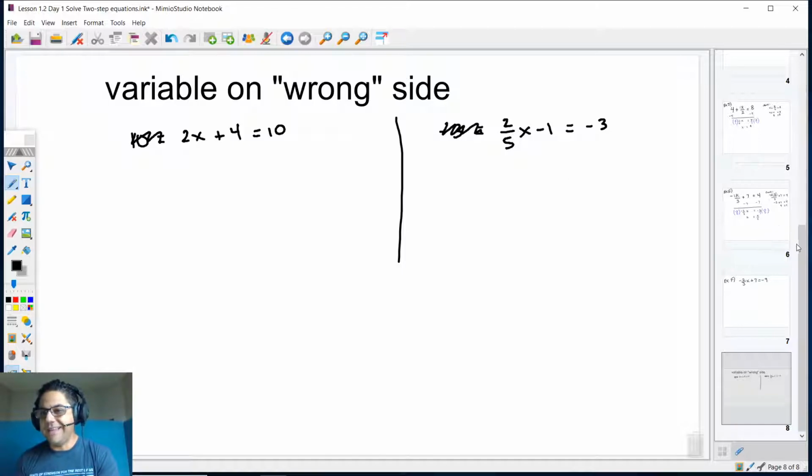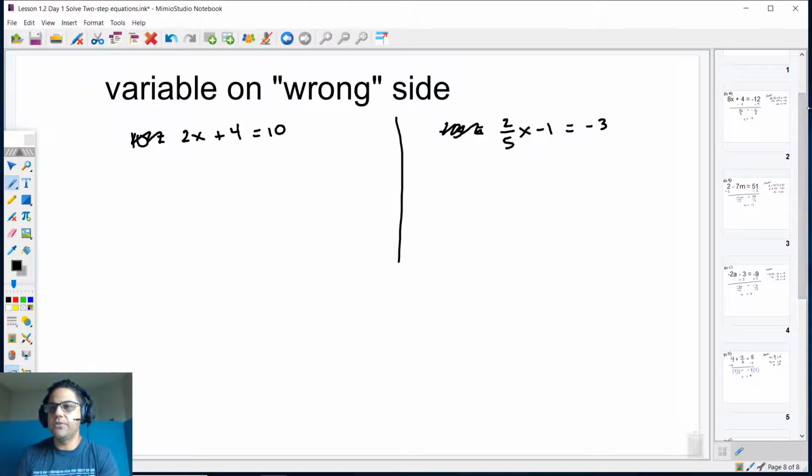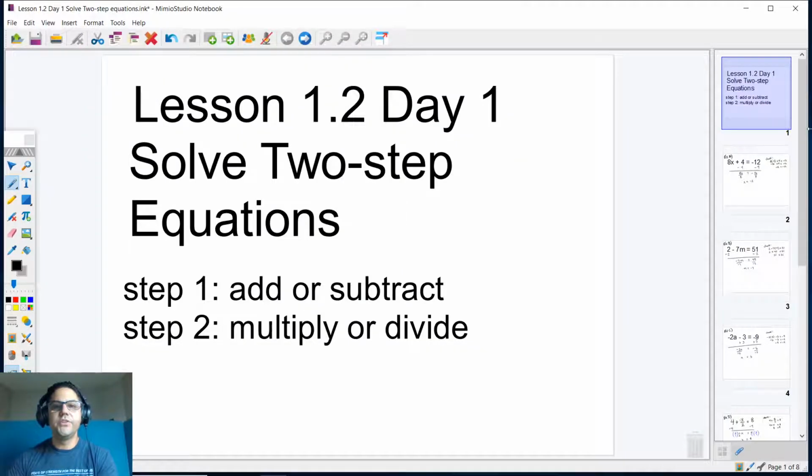All right, that is pretty much the majority of what I wanted to remind you on how to solve two-step equations. Again, this is day 1. Day 2 is going to be a little bit more complicated. You got multi-steps involved, but right now, two-step equations. Add or subtract, then multiply or divide.